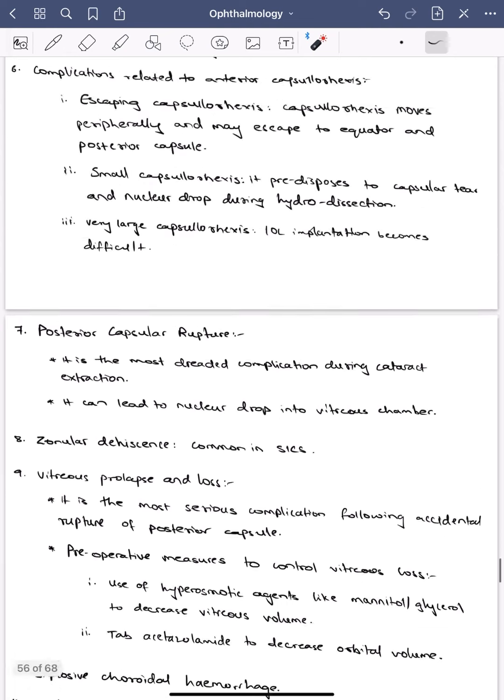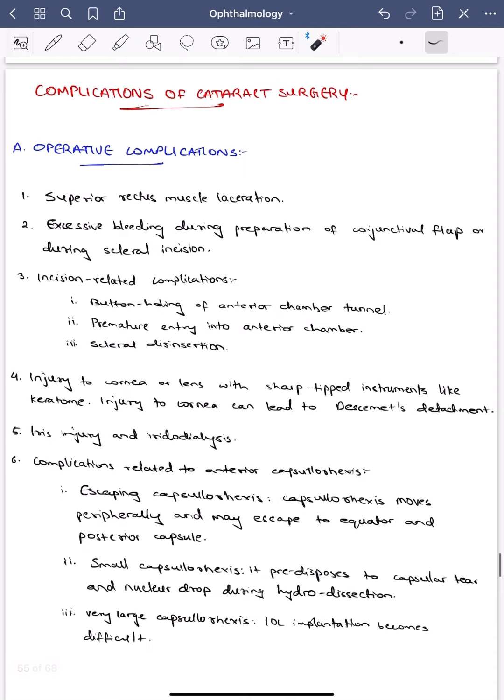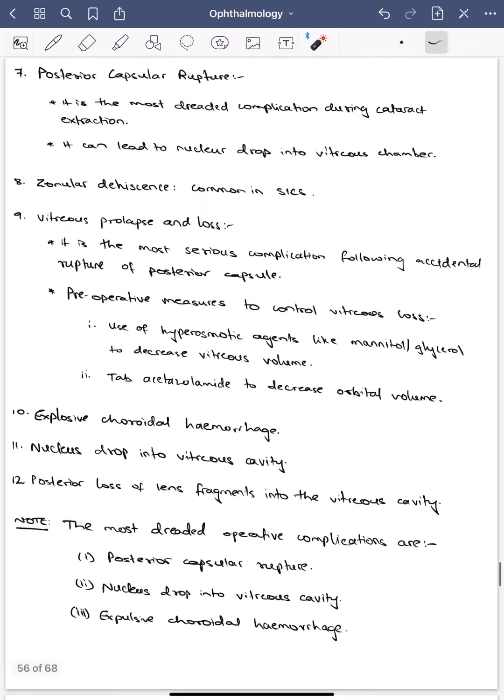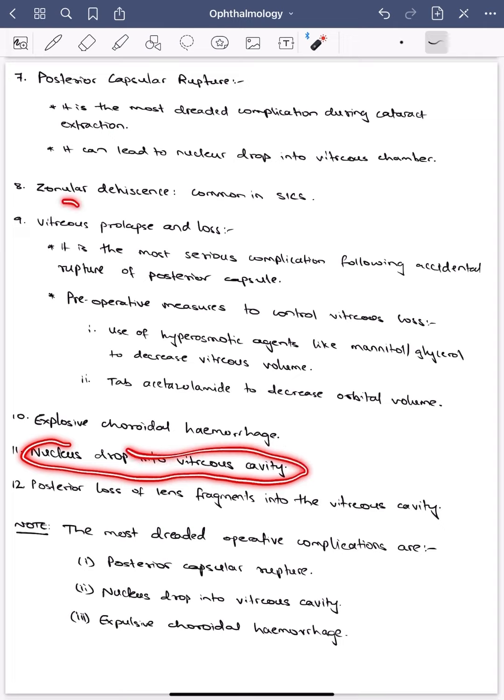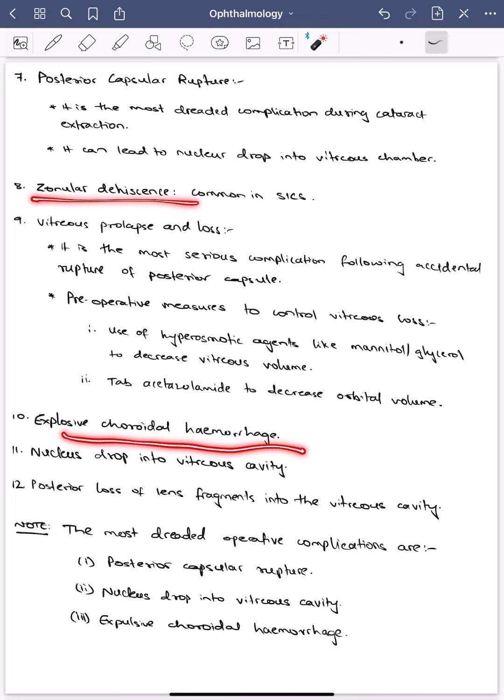Okay, so again as a revision, the operative complications are superior rectus muscle laceration, excessive bleeding, incision related complications, injury to the cornea, lens and iris, complications related to the anterior capsulorhexis like escaping, small and very large capsulorhexis. Then the most important ones, posterior capsular rupture leading to nucleus drop into the vitreous cavity and vitreous prolapse, then expulsive choroidal hemorrhage and zonular dehiscence. So these are the operative complications.